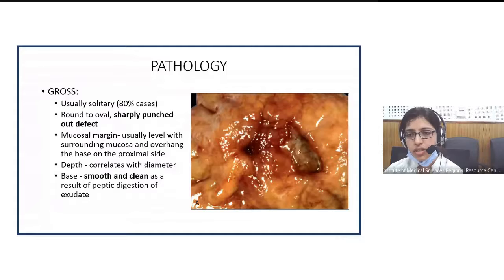Now, depth of these ulcers, they're not generally very deep. It is limited by the muscularis layer, and it generally correlates with the diameter of the ulcer. The base of the ulcer is smooth and clean. Why is it so? Because generally all the necrotic material undergoes digestion by the digestive enzymes that are being secreted. So the ulcer base is not very dirty; a very thin layer of necrotic debris is seen, or it may not be seen at all. It may be inconspicuous or absent.